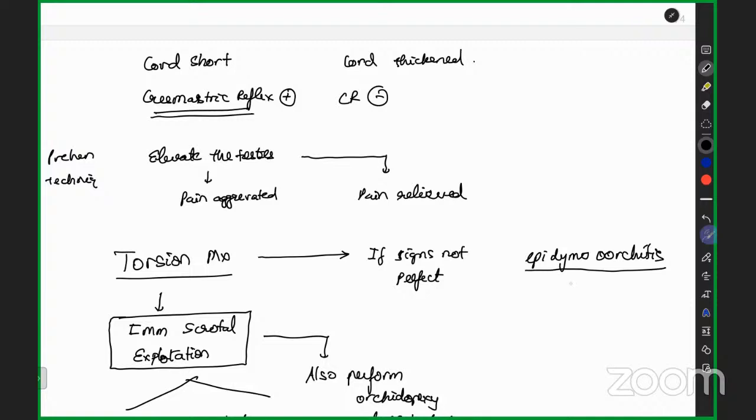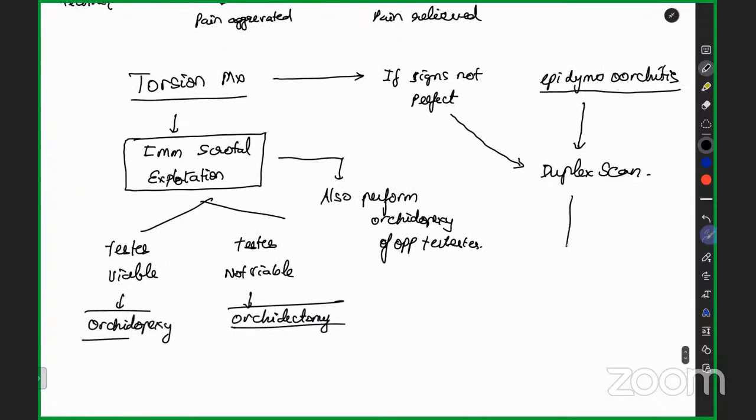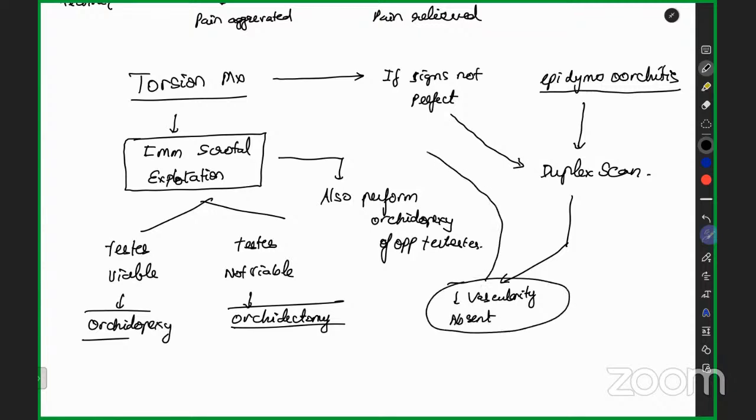So even if you suspect epididymo-orchitis, or if the science of torsion doesn't sync perfectly, you are going to go for a duplex scan. I am going to perform a duplex scan to see whether vascularity is good. If the vascularity is reduced or absent, what am I going to do? Immediately, I am going to go for a scrotal exploration.